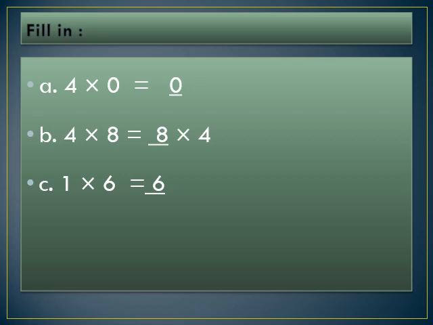Next, C part. 1 into 6 is equal to dash. Here, you know that when any number is multiplied by 1, we get the answer as the number itself. So here 1 into 6 is equal to 6. So we write 6 here.